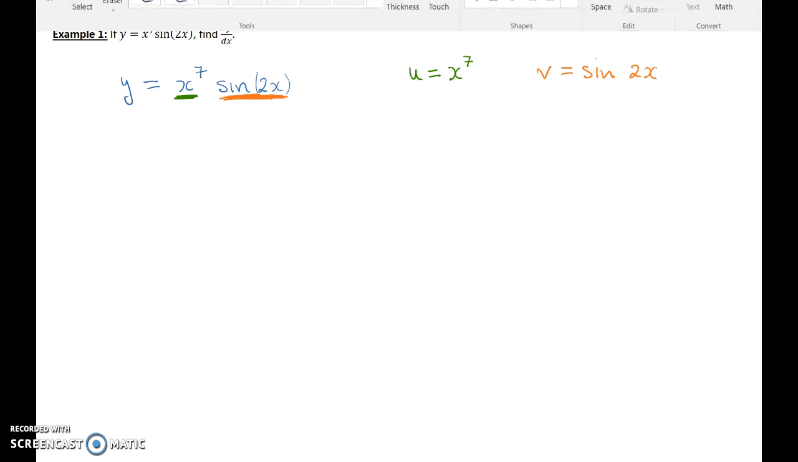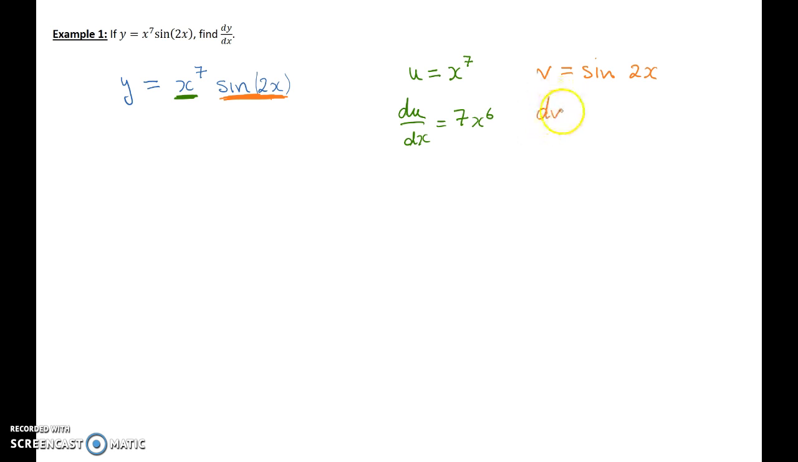Differentiate each of these pieces, and you get du dx is 7x to the 6. dv dx is going to be differentiate sine. You get cosine of whatever follows, so cosine of 2x, and then you have to differentiate the 2x. So you get 2. Then you do an x pattern, a cross pattern, like this.